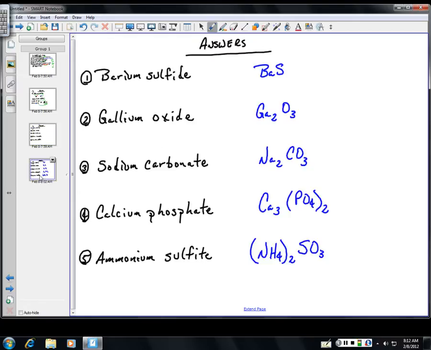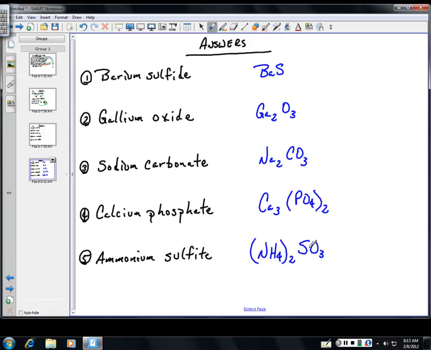Okay, you're back. You've got them all right. Barium sulfide, BaS. Gallium oxide, Ga2O3. Sodium carbonate, Na2CO3. Calcium phosphate, Ca3(PO4)2. And for ammonium sulfite, (NH4)2SO3.